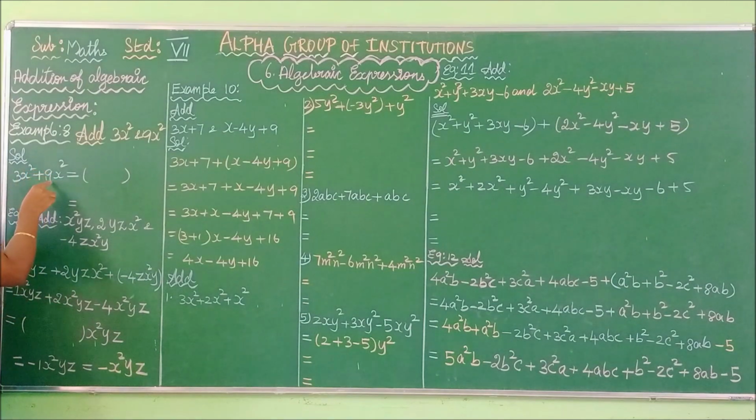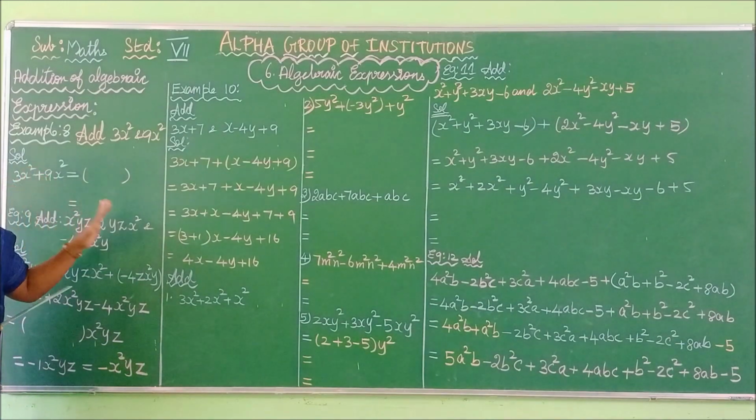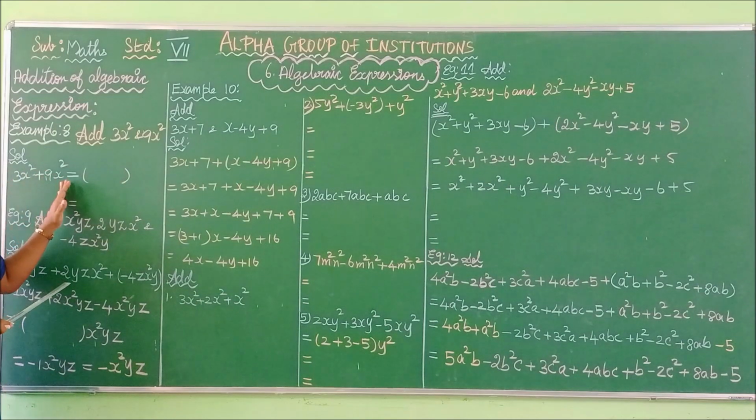plus 9x square. Okay. What is the condition for adding algebraic expressions? The terms should be like terms. See here, what is the variable? x. Here also x. What is the power of x here? 2. What is the power of x here? 2. Thus they have the same algebraic factors. So we can say these two terms are like terms.